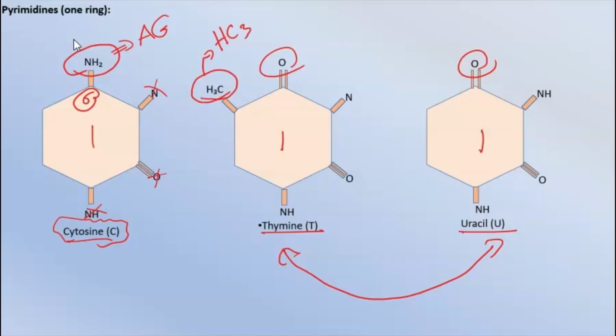How do you differentiate between these two? Well, again, you look at the carbon number 5. Here, you're going to see a methyl group, and that's all. So the only difference between uracil and thymine really is the presence or absence of the methyl group. So now we're faced with two questions. Number 1, why is there no thymine in RNA? And number 2, why is there no uracil in DNA?